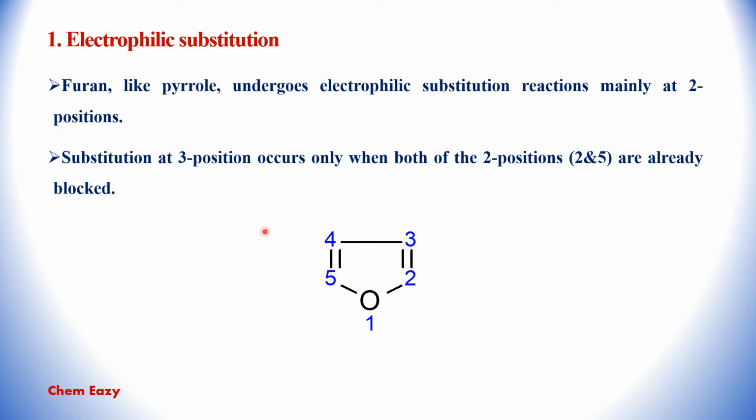Note on the numbering for the furan structure. The number 1 position goes to the position where the heteroatom oxygen is present. Then here second position, third position, fourth and fifth position. Positions 2 and 5 are alpha positions and positions 3 and 4 are beta positions.